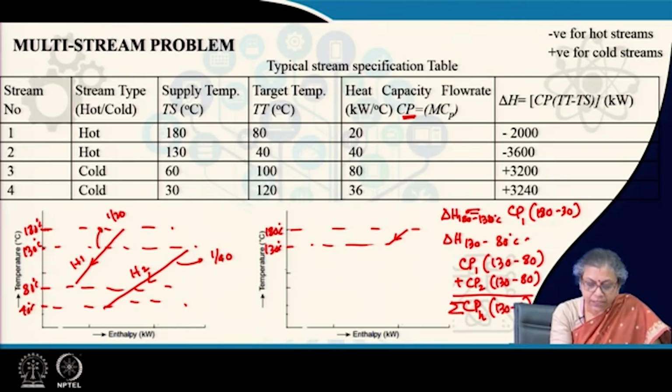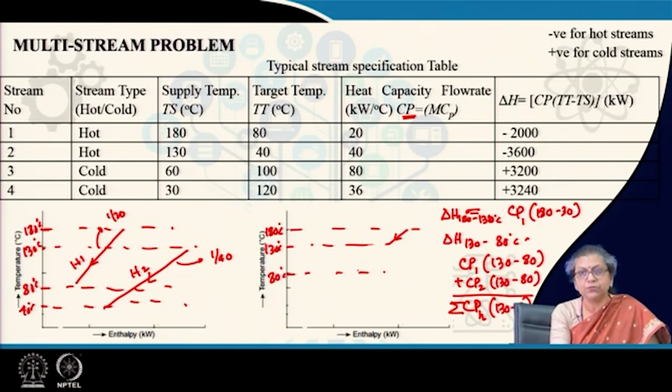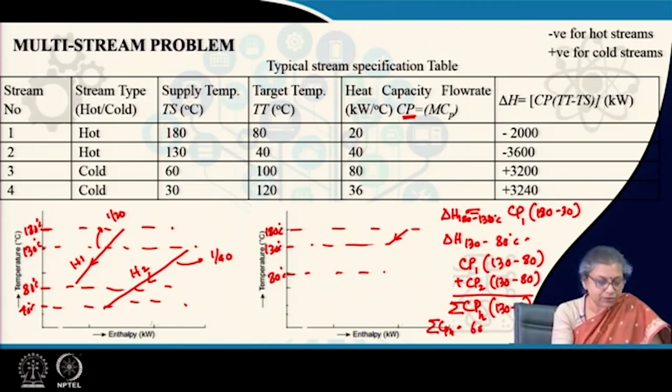So, therefore, for this particular portion, say this is 80. For this particular portion, the straight line that I am going to draw should have the slope of 1 by Cp1 plus Cp2, or therefore, if there are more number of hot curves, then the slope will be shown by sigma Cph, which in this particular case equals 60. So, accordingly, this particular curve if I draw, maybe this is going to be something of this sort, right.